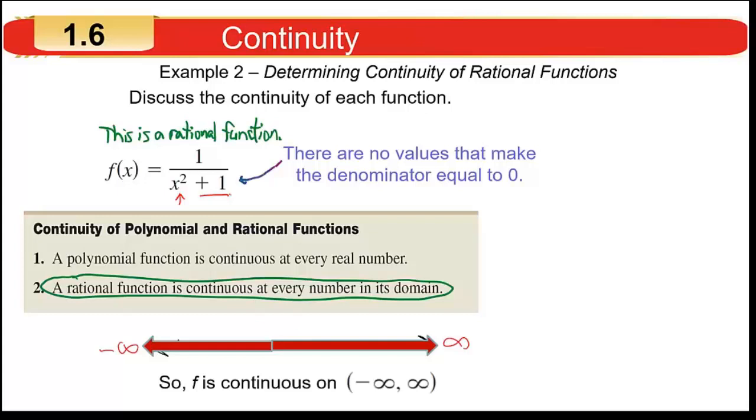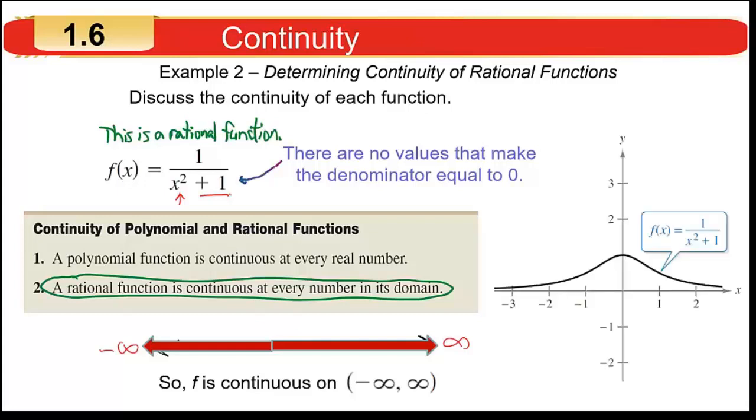So the function is continuous on the interval from minus infinity to infinity. So it is possible for a rational function to not have a discontinuity. You just have to check it out. Again, you don't need the graph to do the problem, but if you did have the graph, you would see there are no holes, no gaps, no vertical asymptotes, nothing like that. It's continuous from minus infinity to infinity.